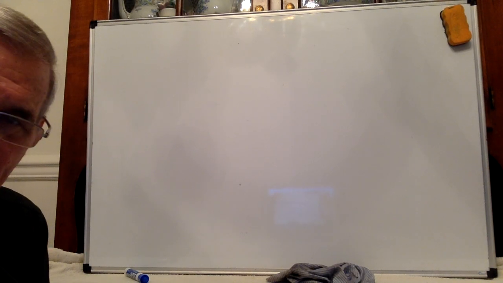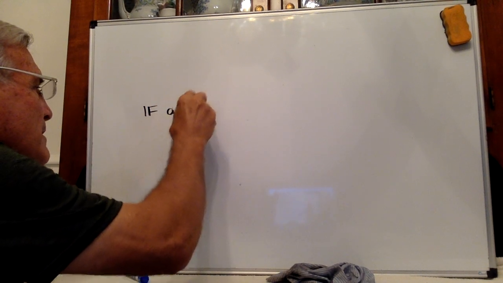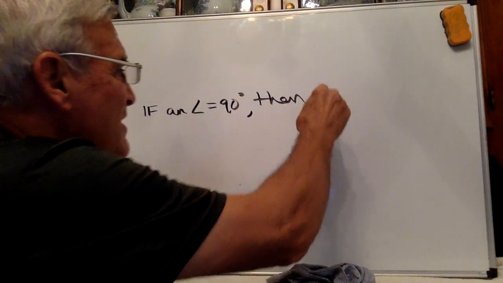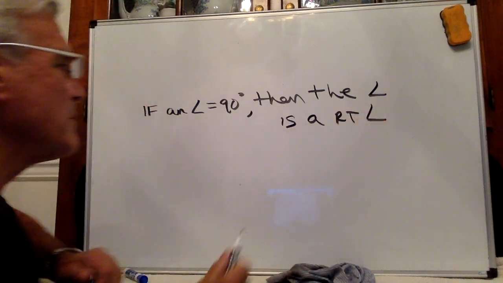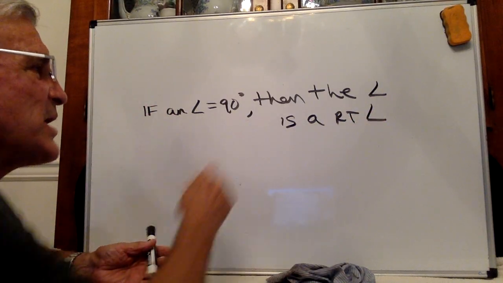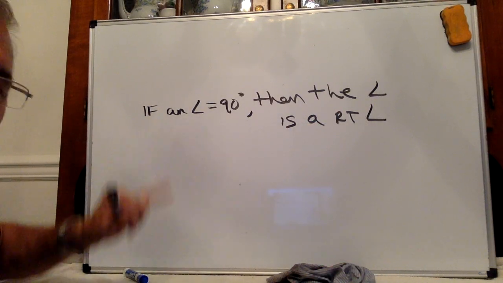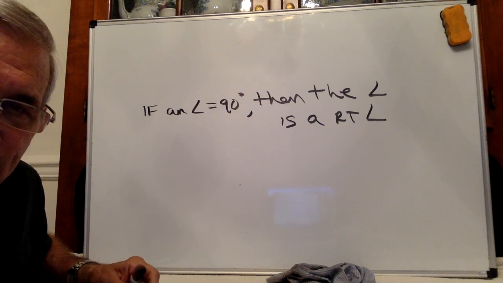One thing about a definition, we have what are called a conditional statement or an implication, if then. If an angle equals 90 degrees, then the angle is a right angle. This if part, sometimes referred to as a hypothesis. The then part is called the conclusion. If A, then B.